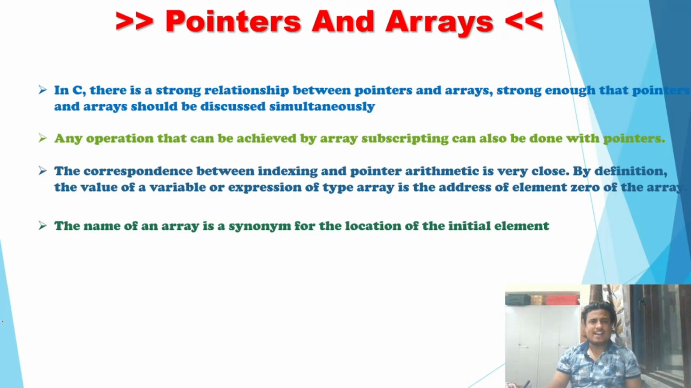The name of an array is a synonym for the location of the initial element, which is what I have told you. So a is actually the initial element. Suppose the array starts at 100, then a will just be 100. So they are used interchangeably.